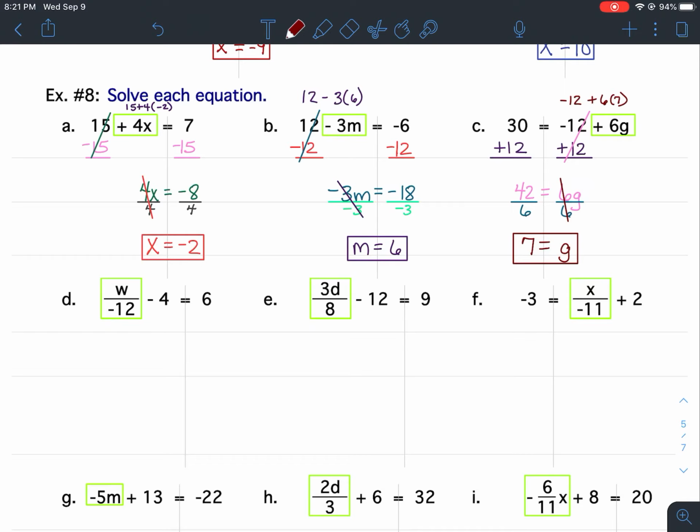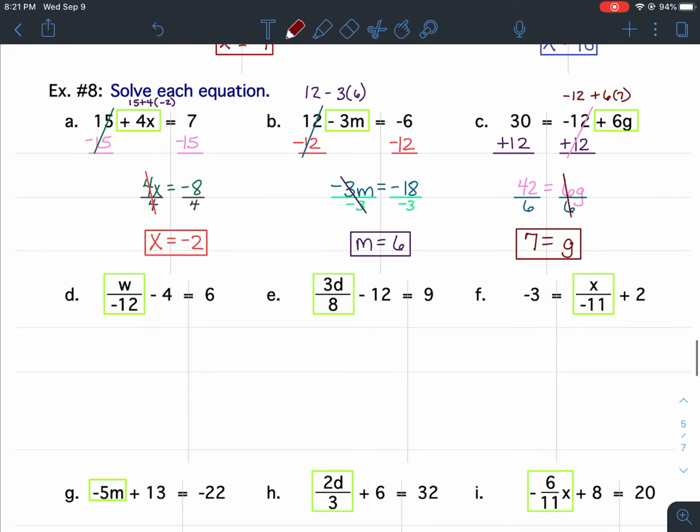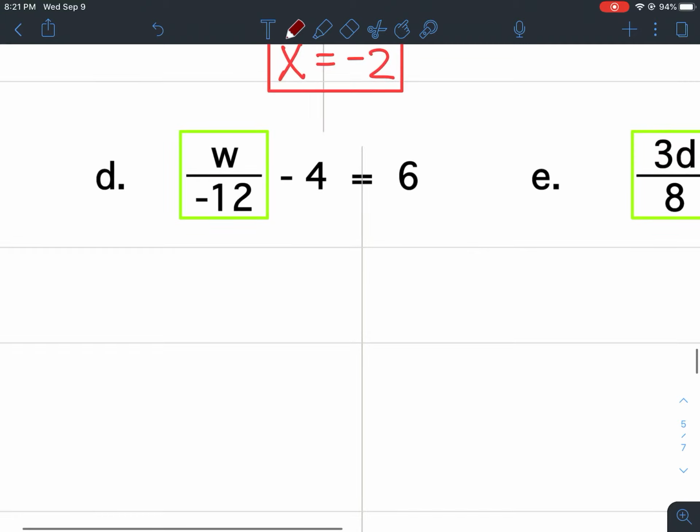Make sure you check them in your calculator after completing each one. It should be the number that's on the other side of the equal sign. All right, D. I boxed my variable term. The numbers with the variable are negative 12 and this negative 4. Well, I get rid of the number outside of the box first, so I get rid of the negative 4. The inverse operation would be positive, or adding 4 to both sides.